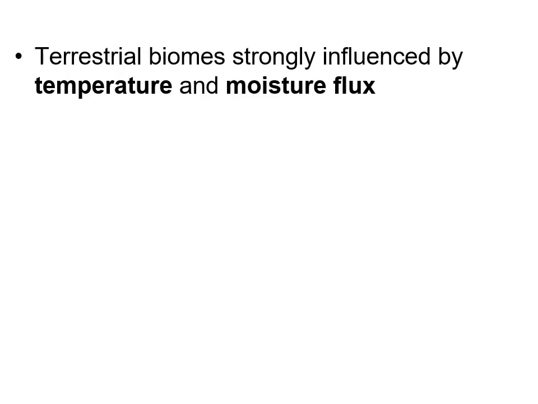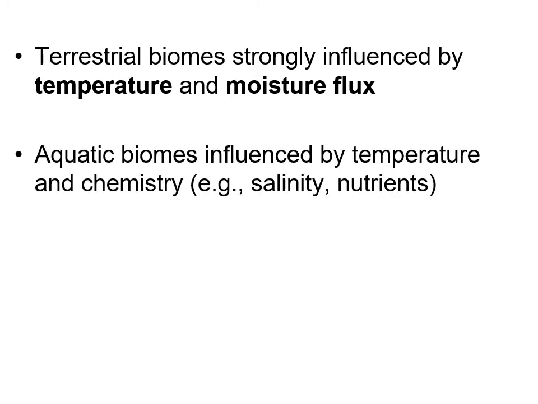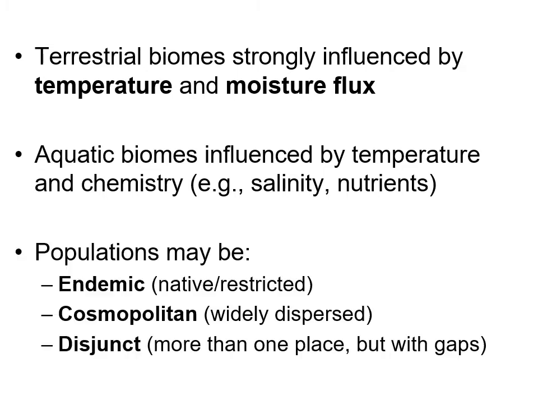Now, not all biomes are the same. Terrestrial biomes are usually very strongly influenced by temperature and moisture flux. So again, think about the difference between a tropical rainforest biome versus a desert biome or a tundra biome. Temperature and moisture play huge roles here. For aquatic biomes, we're talking about something like a coral reef. Moisture isn't really an issue because it's underwater, but we still use temperature, but we also use chemistry such as salinity and the type of nutrients that we have there, oligotrophic, eutrophic, and so on.